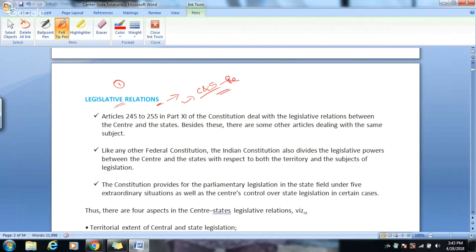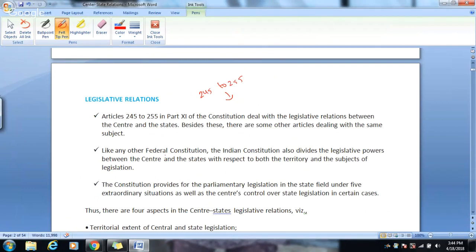Which articles deal with these legislative relations? Articles 245 to 255, which are in Part 11, deal with the legislative relations between center and the states. Apart from these, there are certain other articles which deal with the same subjects. So the legislative relations between center and states are represented in articles 245 to 255, which are present in Part 11.